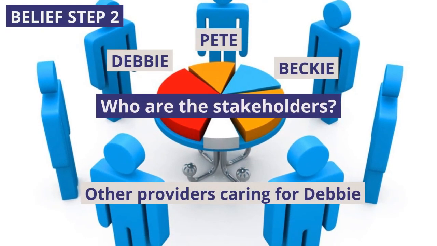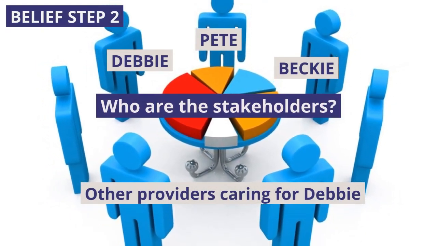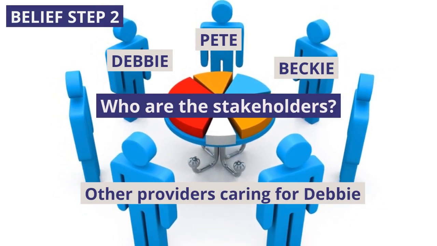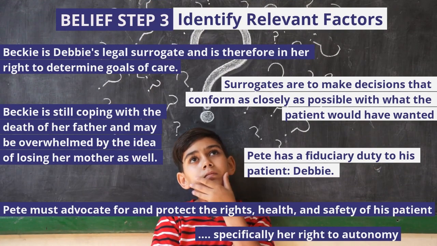Next, Pete considers the stakeholders. His decision will affect himself, Debbie, Becky, and all other providers involved in Debbie's care, including the neurosurgical team, nursing staff, and case management. The third step in the model is identifying relevant factors. Becky is Debbie's legal surrogate and is therefore within her right to determine goals of care.